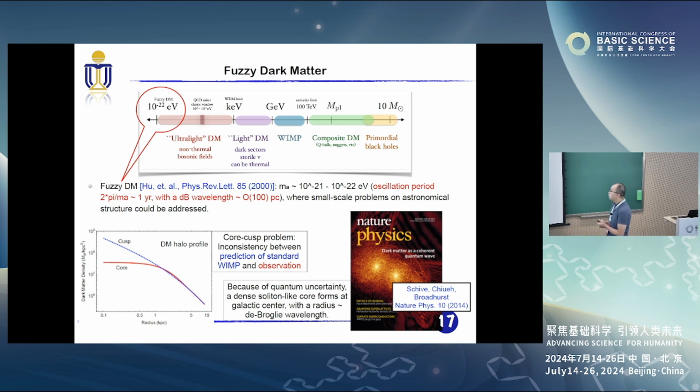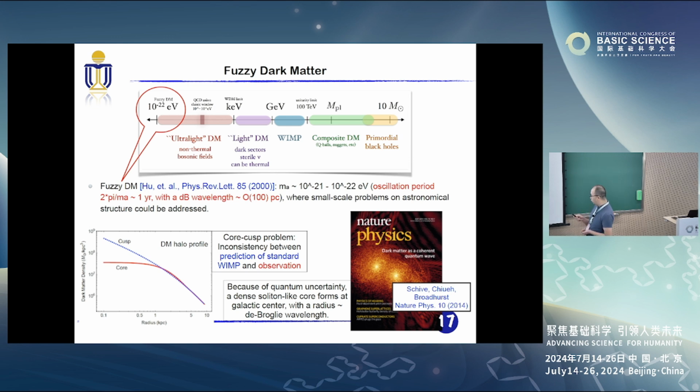And one special class of wave dark matter is called fuzzy dark matter. For fuzzy dark matter, its mass is about 10 to minus 21 to 10 to minus 22 electron volt. And in this case, the oscillation period for the dark matter is about 1 year, and the de Broglie wavelength is of order 100 parsec. And this idea was proposed by Wayne Hu from the University of Chicago about 20 years ago in order to address a series of small-scale problems.